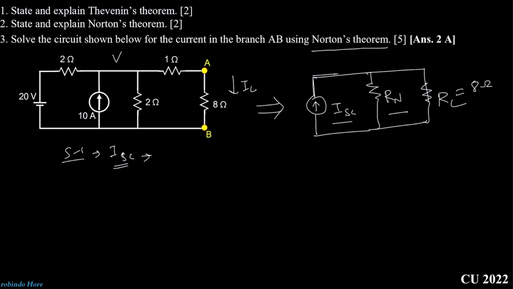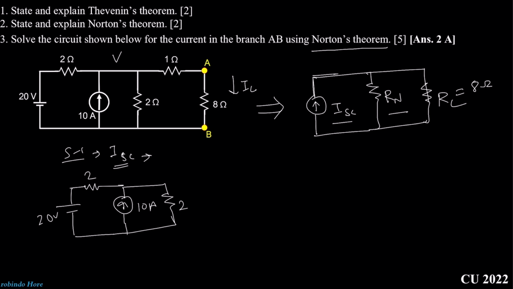So step 1 will be to calculate ISC. To calculate the short circuit current, we need to replace the load resistance by a short circuit. So redraw the circuit: 2 ohm, 20 volt, 10 amps current source, 2 ohm resistance and 1 ohm, and this will be shorted. This is shorted. Okay, and we need to calculate this current ISC.